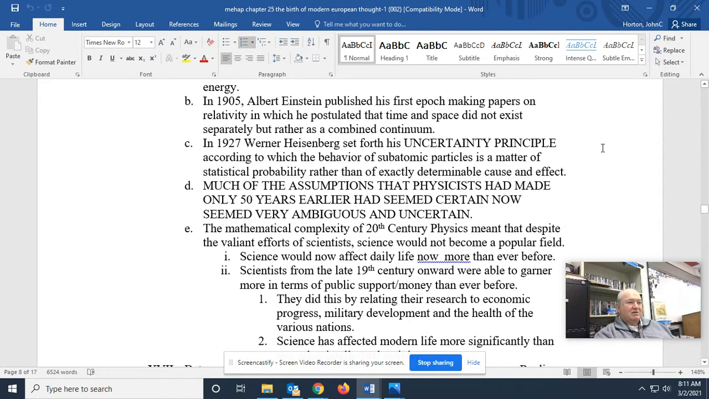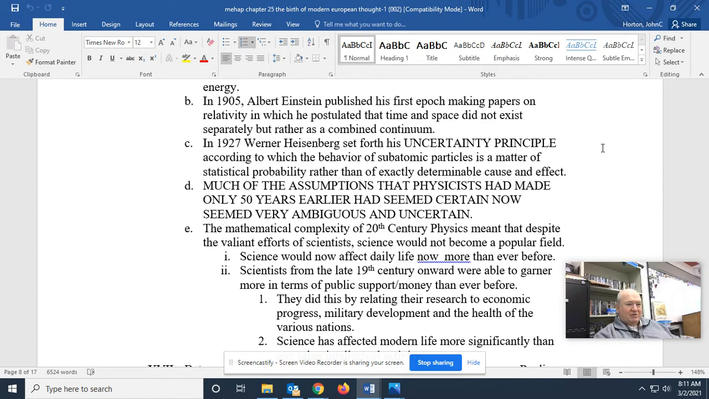In 1927, Werner Heisenberg, Breaking Bad. You know what I'm talking about, Walter White. Set forth his uncertainty principle, according to which the behavior of subatomic particles is a matter of statistical probability rather than of exactly determinable cause and effect. The uncertainty principle, yes. The first time I heard about that was in watching Jurassic Park.